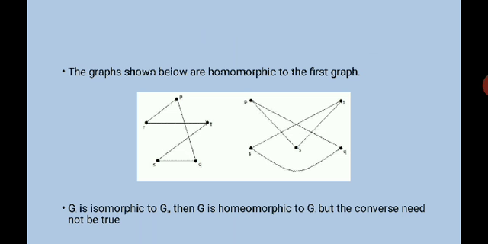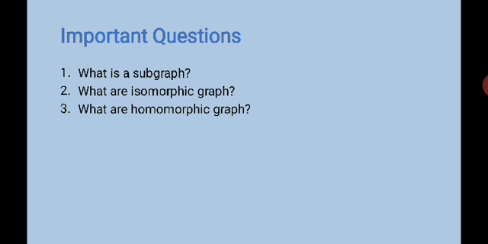There is one more thing to note: if G1 is isomorphic to G2, then G1 is also homomorphic to G2, right? If two graphs are isomorphic, they have to be homomorphic also. But the converse need not be true: if it is homomorphic, it may not be isomorphic. So we are done, and the important questions here are: what is a subgraph, what are isomorphic graphs, and what are homomorphic graphs? I hope it is clear. I tried to keep it very simple. Hope you like the video. Thank you. Take care.